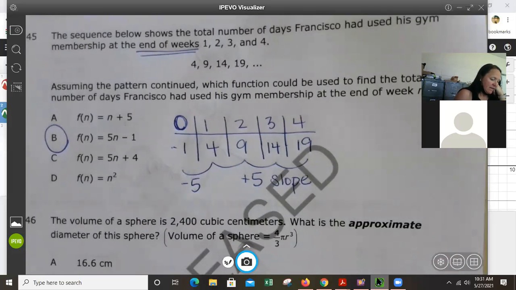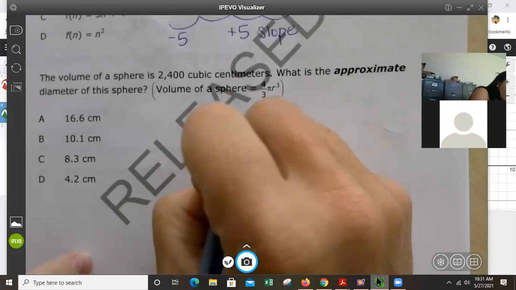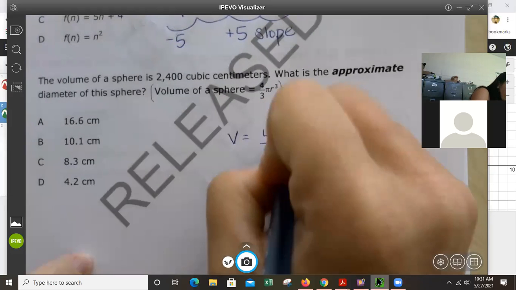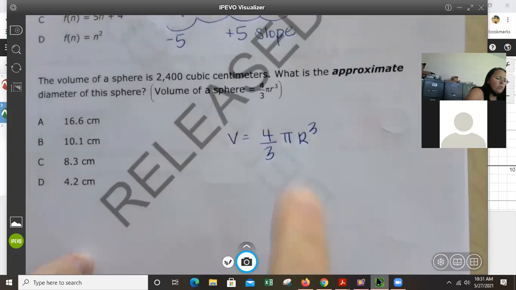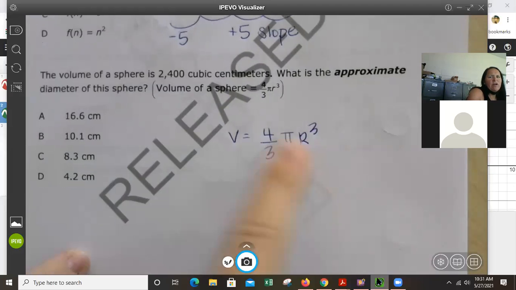Sphere, what's the approximate diameter? All right, so let's look at this one. This says the volume of a sphere is 2,400 cubic centimeters. What is the approximate diameter of this sphere? So it gives you the volume formula. What's that R stand for? If we're talking about diameter and volume, what do you think the R stands for?